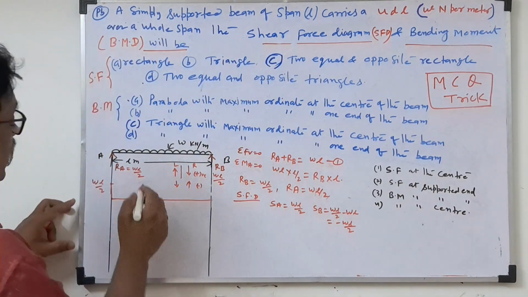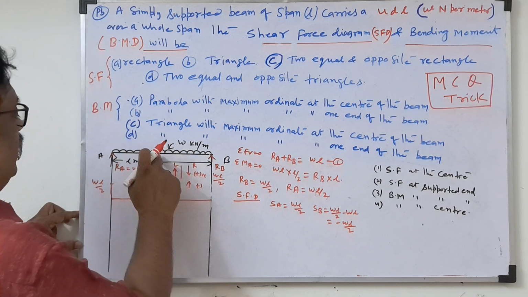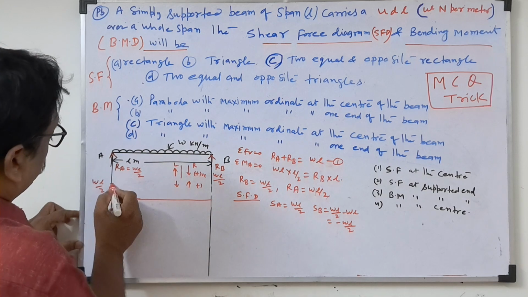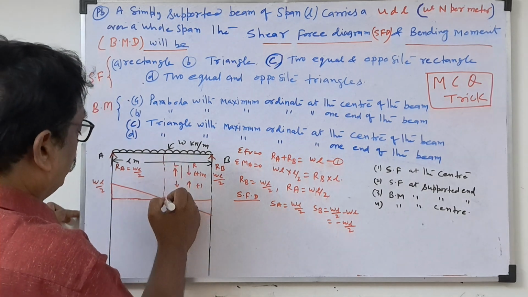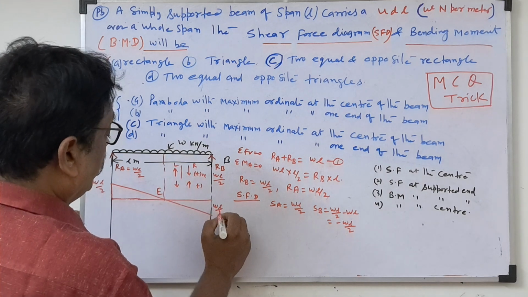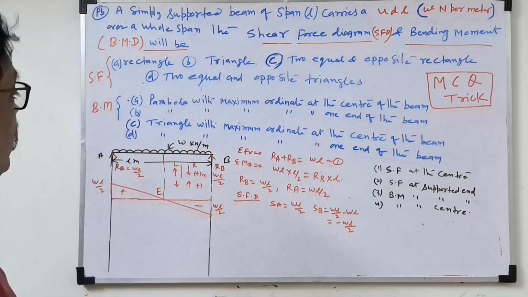In the shear force diagram, if a point load is there, it is a horizontal line. If a UDL is there, it is an inclined line. So minus WL by 2 and plus WL by 2. We draw this, and the center point, take that point as E. This is WL by 2 negative, and this WL by 2 is positive. This is the shear force diagram.